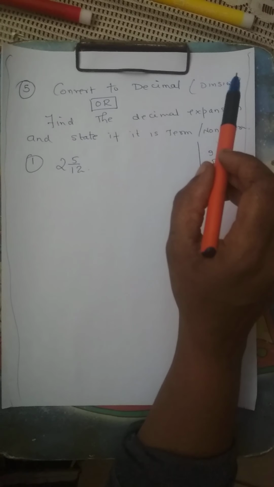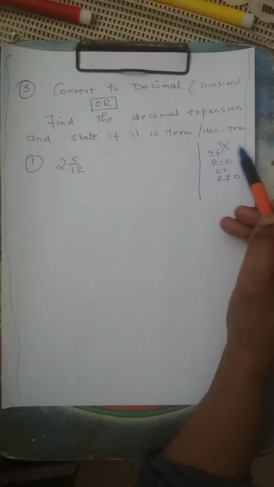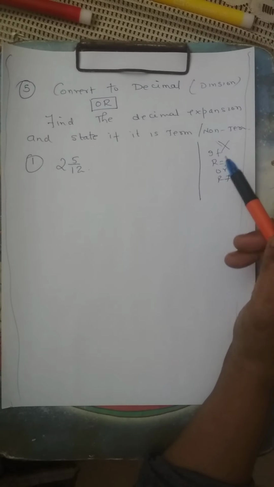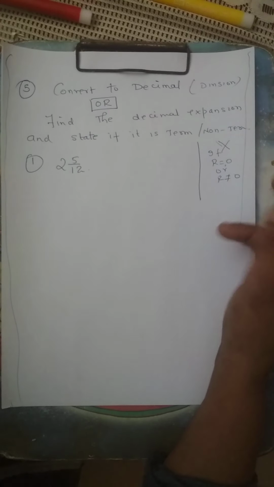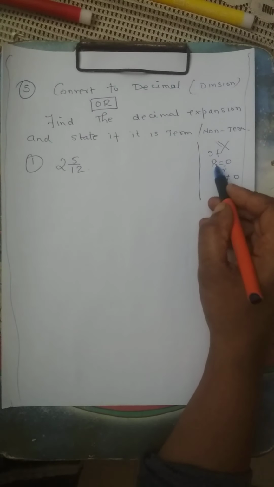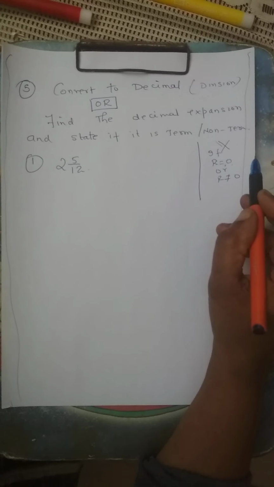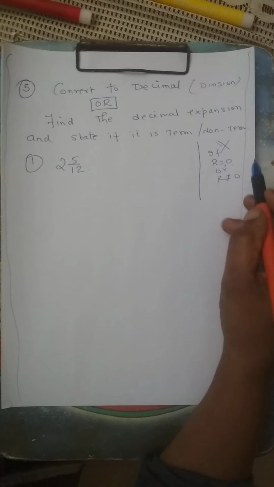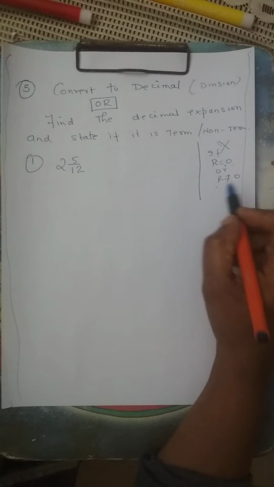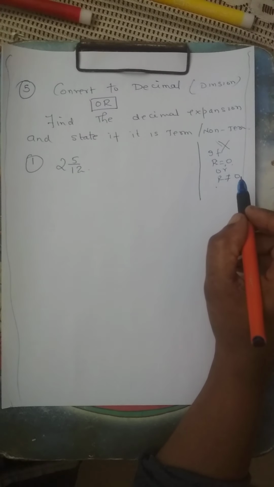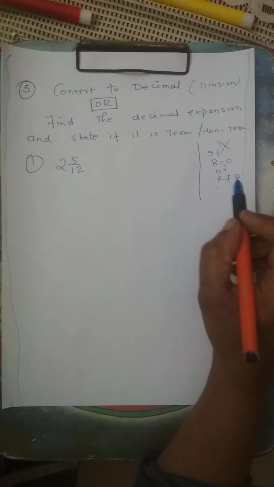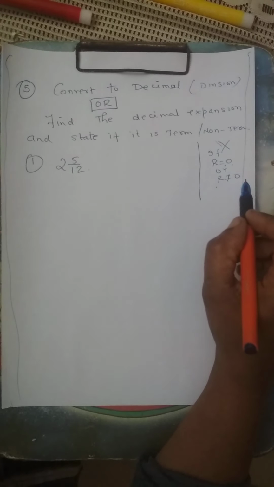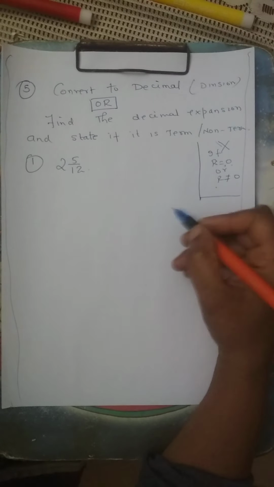If they are asking to check terminating or non-terminating, we have to check on this condition. If remainder is 0, it is a terminating rational number. And if remainder is not 0, it is non-terminating, and we call it recurring. Recurring means it keeps on repeating. Okay, and then we put the bar on top. There is another condition which you are going to do in the next question.